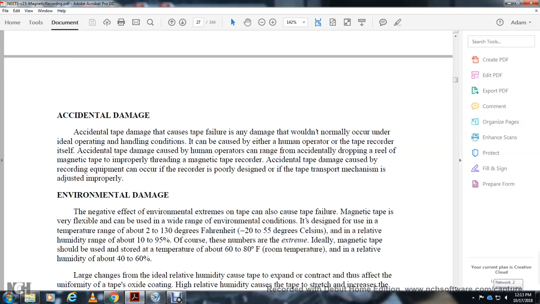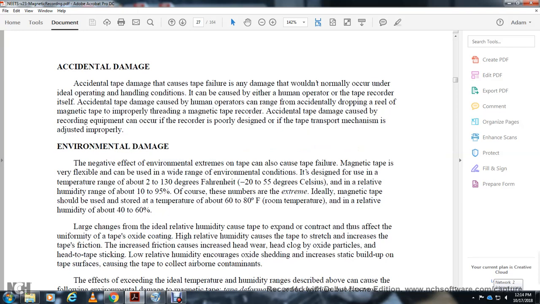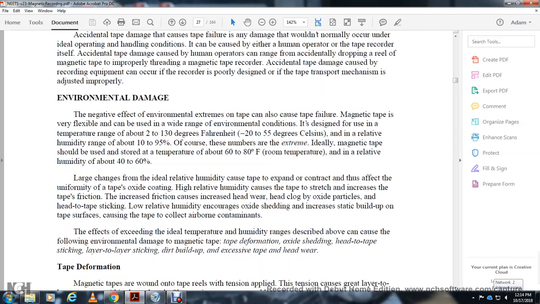Environmental damage. The negative effect of the environment on the tape can cause magnetic tape failure. Tapes can be designed for a wide range, for a temperature range of about 2 to 130 degrees Fahrenheit and a relative humidity range of 10 to 95%. However, ideal magnetic tape should be stored at a temperature of 60 to 80 degrees, room temperature, and relative humidity of about 40 to 60%.